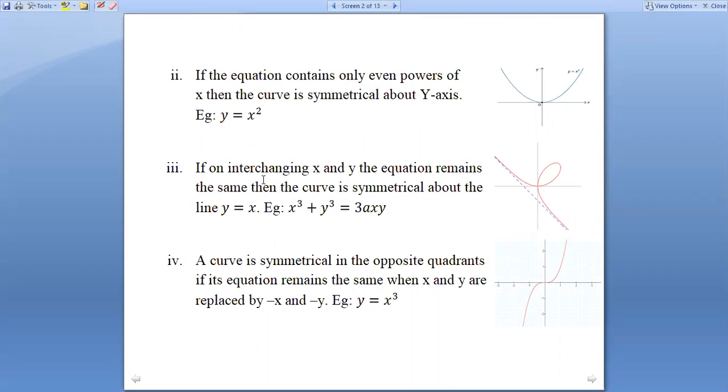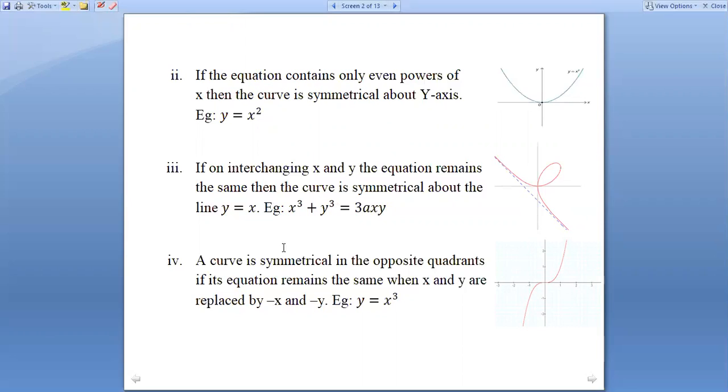The third one is if you interchange x and y and the equation remains the same, then the equation will be symmetrical about the line y is equal to x. Y is equal to x is a line passing through the origin, and so about this line, the equation will be symmetrical. So this is the example.